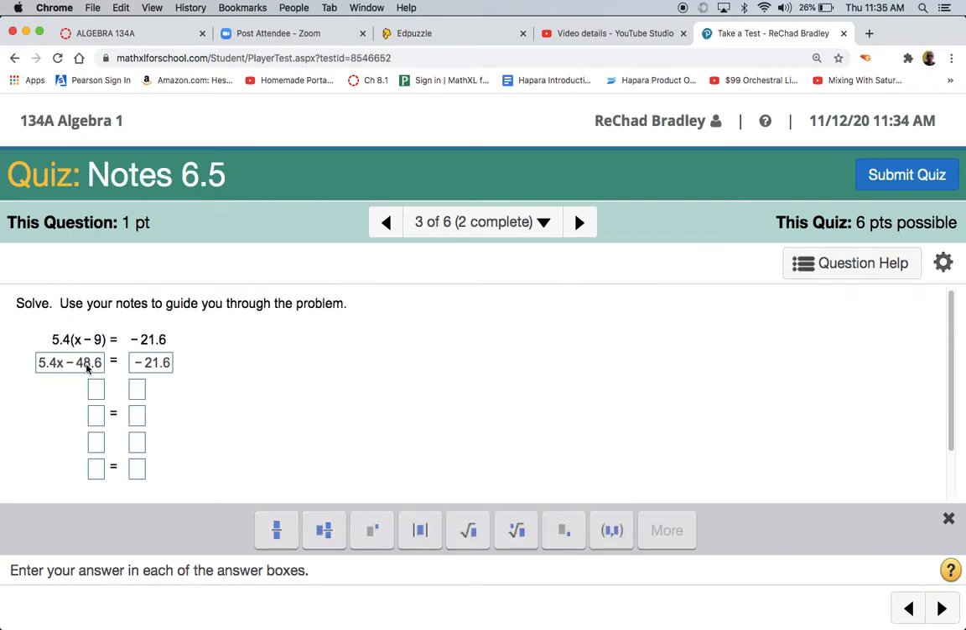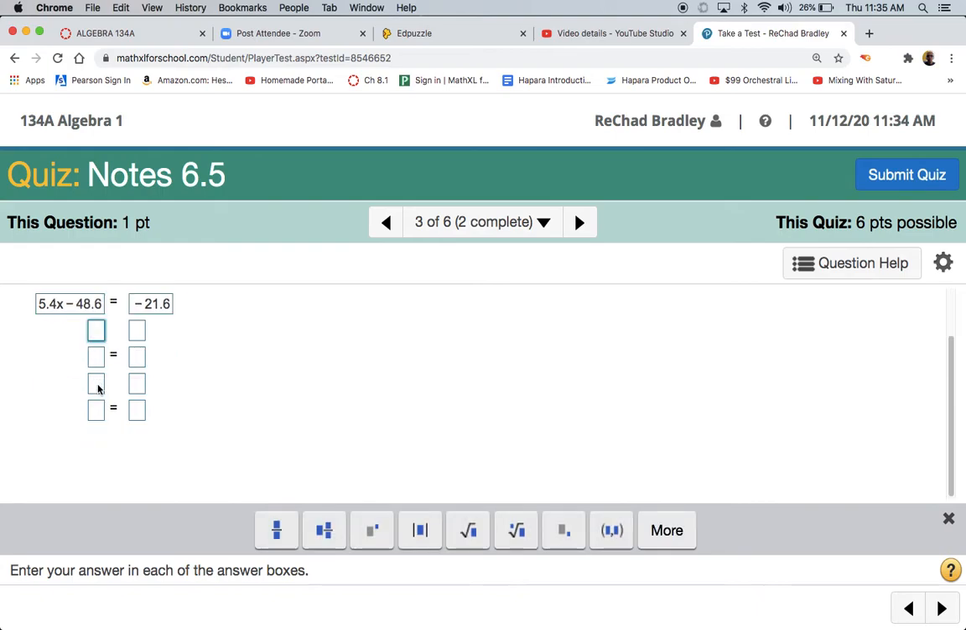And from there, we now have to move this number here. So we add that to both sides. So plus 48.6. Plus 48.6. That leaves us only the 5.4x and 2, carry the 1, 0, carry the 1, 70.2.